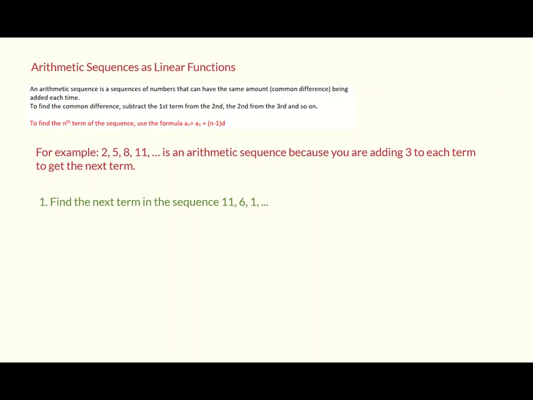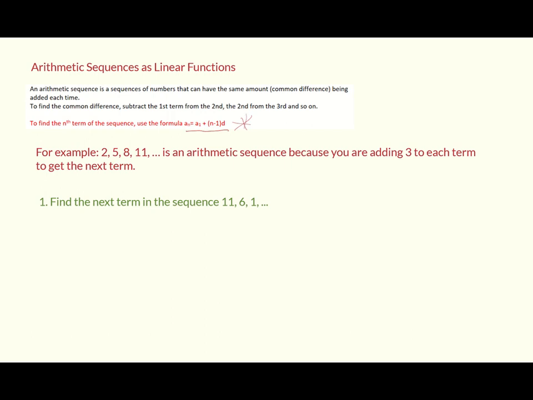Today we're going to be doing arithmetic sequences as linear functions. An arithmetic sequence is just the sequence of numbers that have the same amount being added each time. That number is called the common difference. To find the common difference, you can subtract the first term from the second, and so on. To find the nth term of the sequence, use the formula a_n equals a_1 plus (n minus 1) times d. You're going to need to remember that formula.